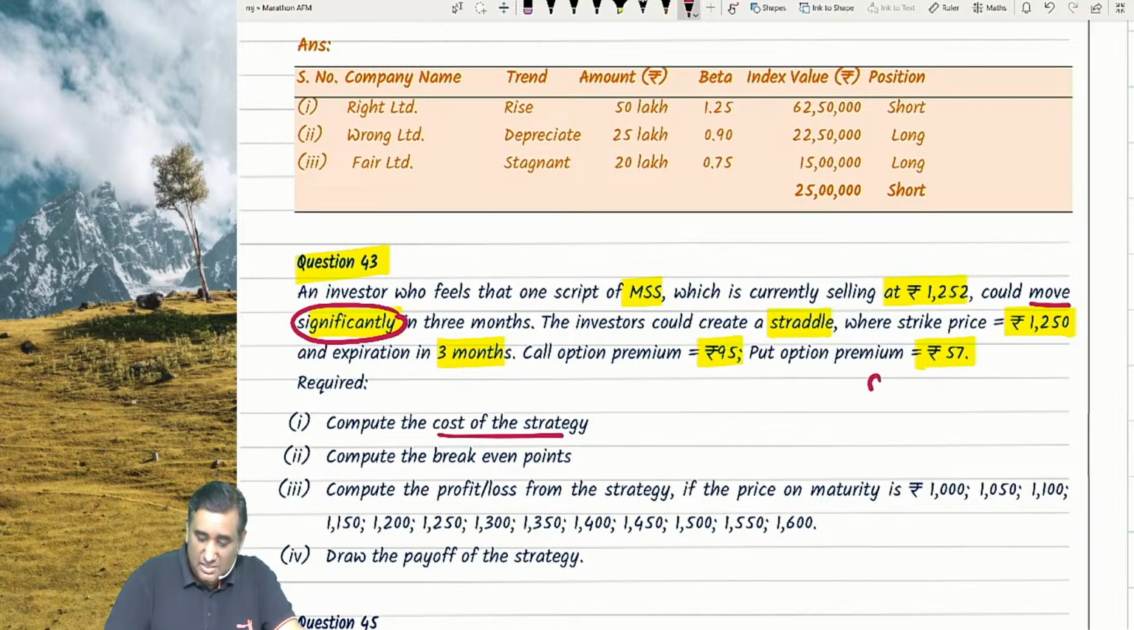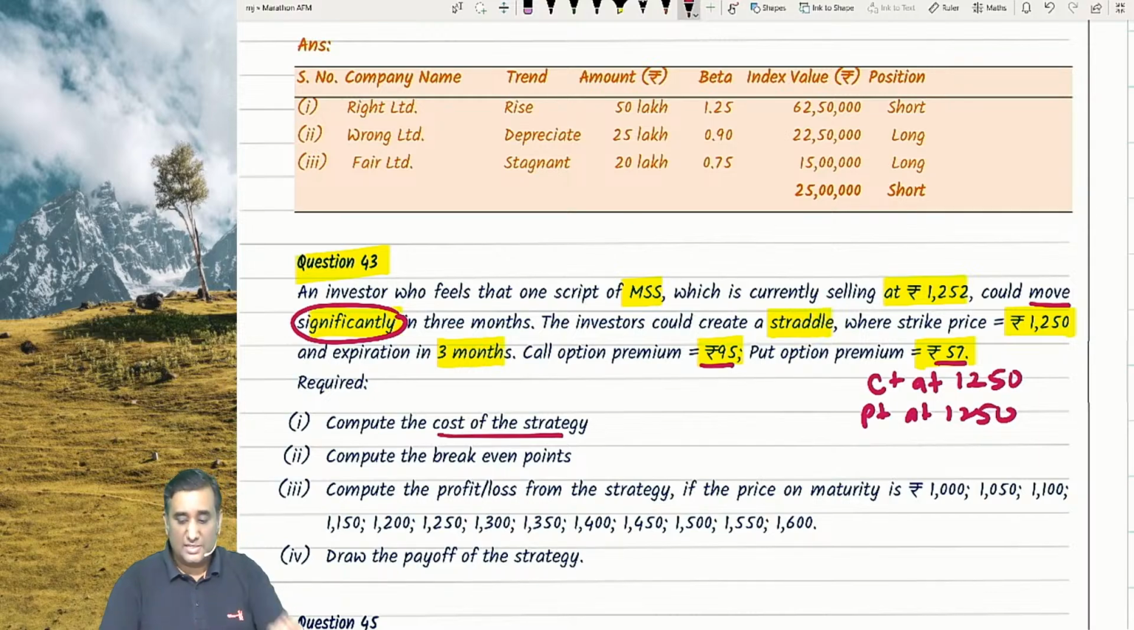It becomes C plus at what? 1250, P plus at 1250, and total premium cost is 95 and 57. Single strike price, so a V shape will come. Now, how will we do it, sir? We'll make it exactly the same way.